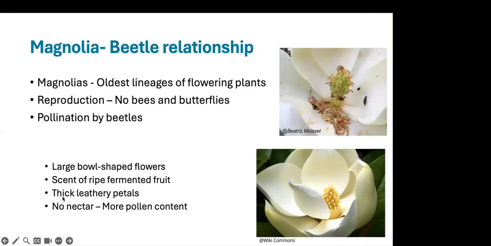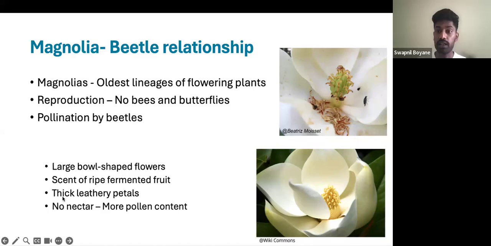And as I mentioned, these beetles mainly used to feed on flowers, right? Earlier they used to feed on petals as well. But to counter that, these plants evolved their petals very thick and leathery. So the petals were very thick, and that's where insects stopped eating those petals and started eating more pollen. So that's how this magnolia and beetle relationship has evolved.